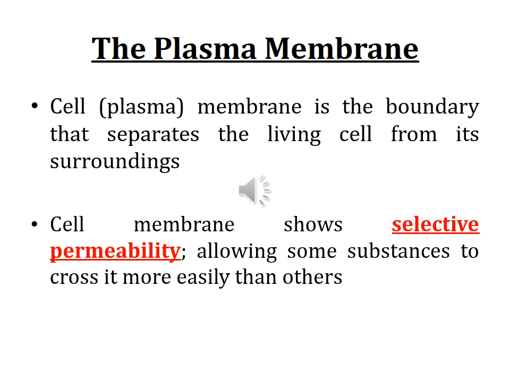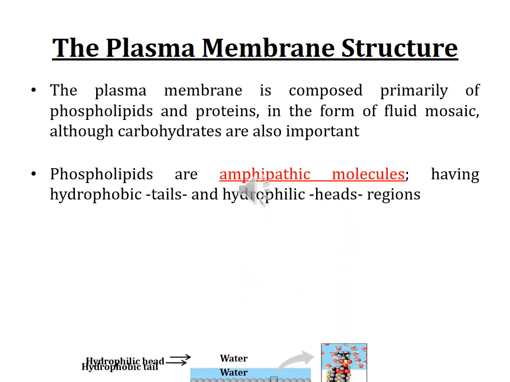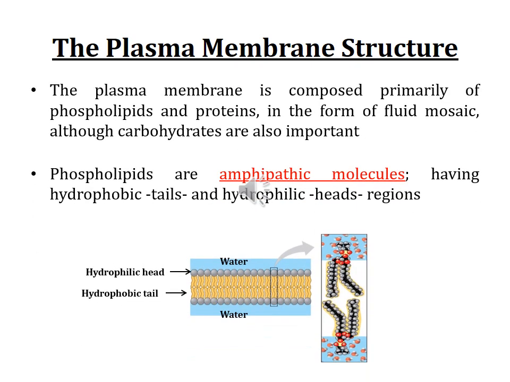meaning that it allows certain molecules in selectively. For example, oxygen can diffuse in briefly because it's a small molecule and it's nonpolar. Whereas glucose is polar and it's a large molecule, so it needs carrier proteins to transport it in. That is selective permeability. Now, the plasma membrane is composed mostly of phospholipids, but it also has proteins and carbohydrates.